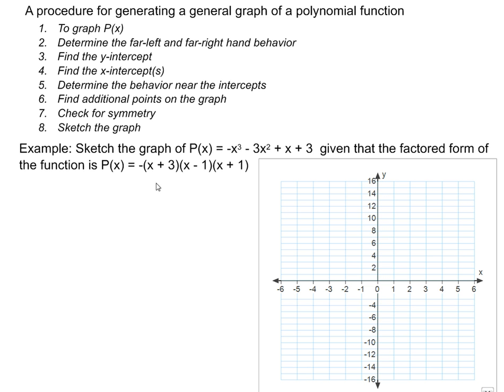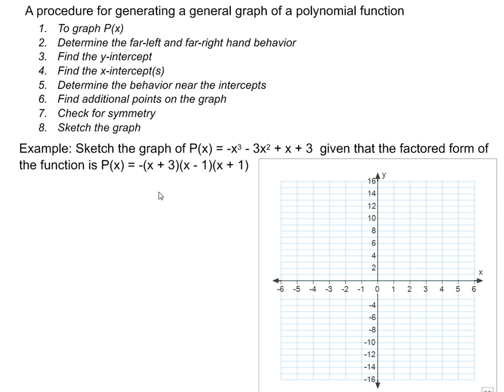All right, so let's go through a procedure to generate a general graph of a polynomial function. That is, we want to sketch the graph. I'm not looking for an exact point-by-point plot of this function. I'm just interested in what is the general behavior of this graph. The actual point-by-point behavior of a function will have to wait until you're in calculus.